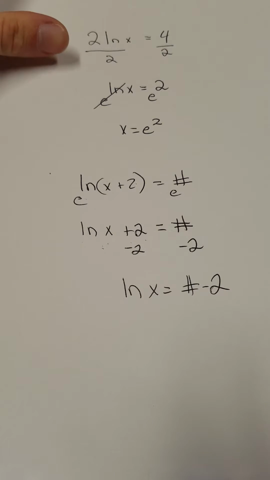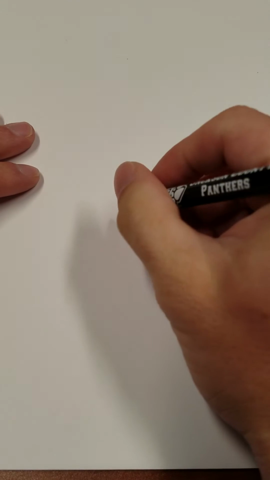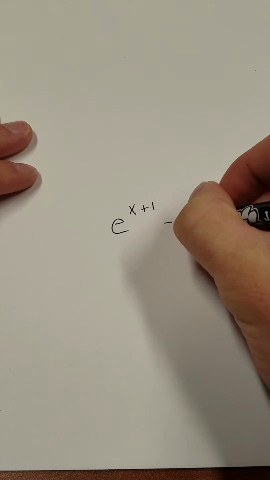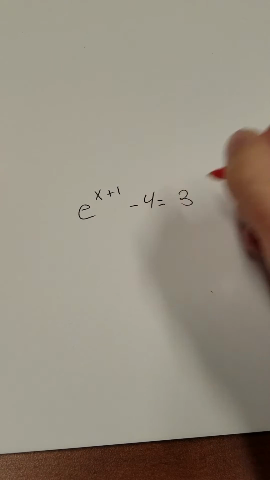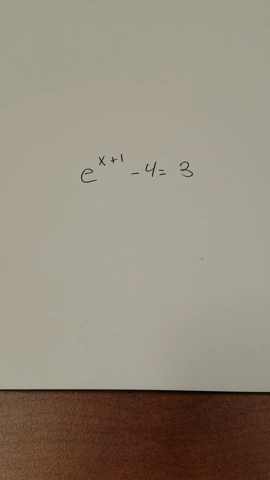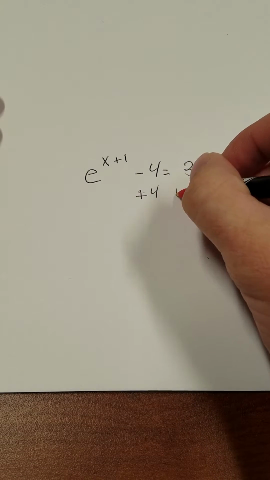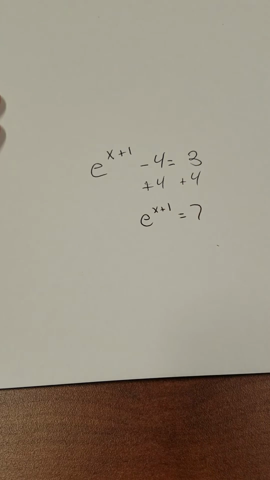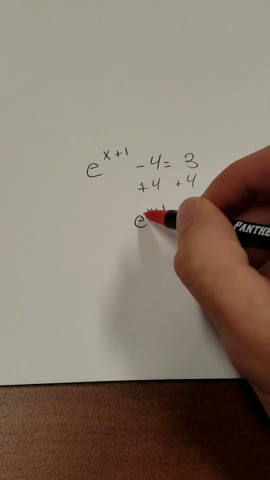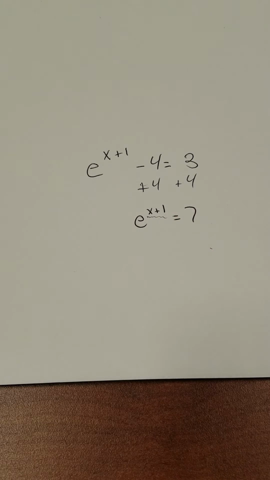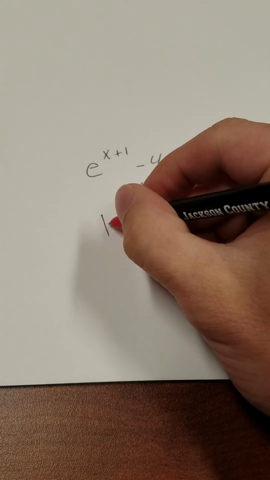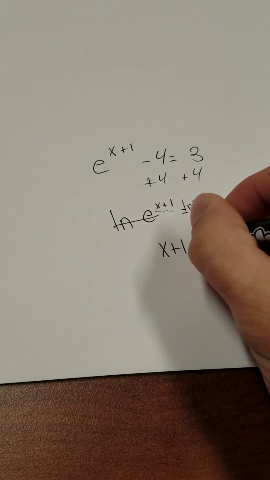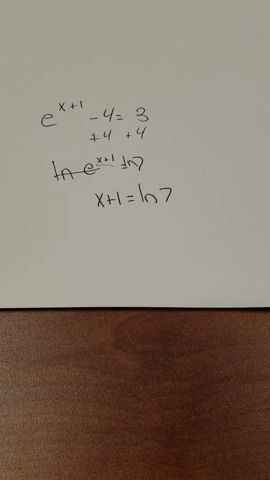Same thing with e. If we have a problem, e to the x plus 1, minus 4 equals 3. Okay, need to get the e by itself first. So we're going to add 4 to both sides. E to the x plus 1 equals 7. Now e is by itself. All of this, we're doing e of all of that. So e is by itself. So we see e, we use natural log. Natural log and e cancel. X plus 1 equals the natural log of 7.